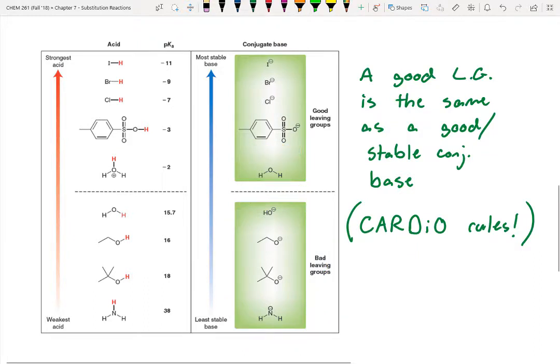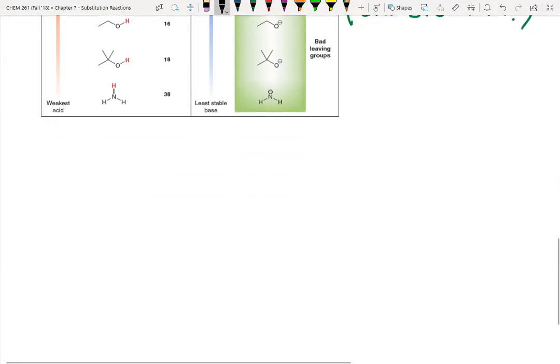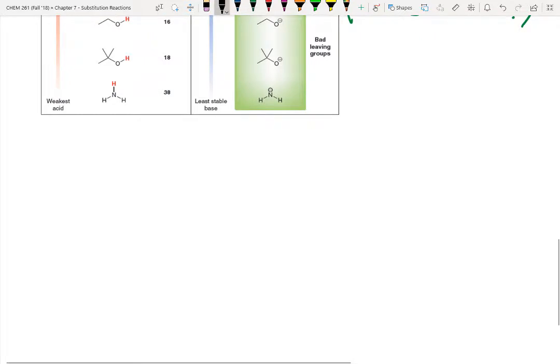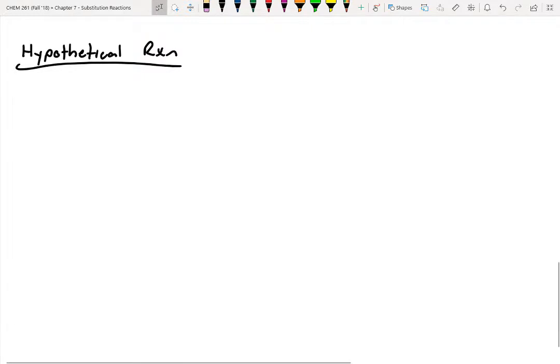All right, so let's consider a hypothetical situation. In this reaction, I've got bromide floating around, and then I've got sodium iodide in solution. Do you think this reaction will be SN1 or SN2?